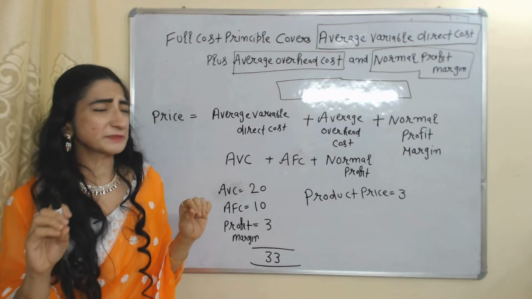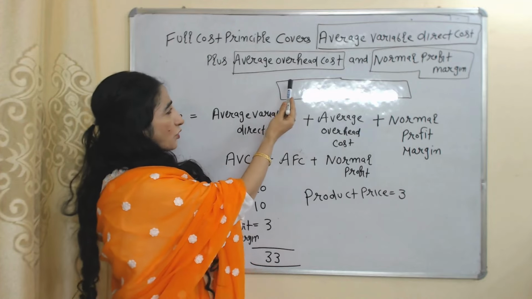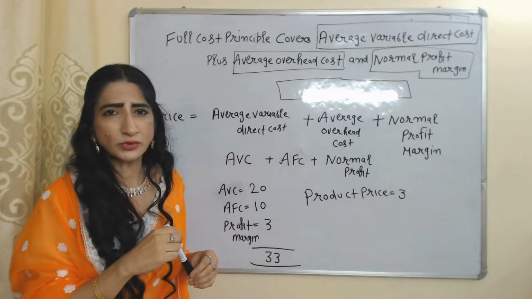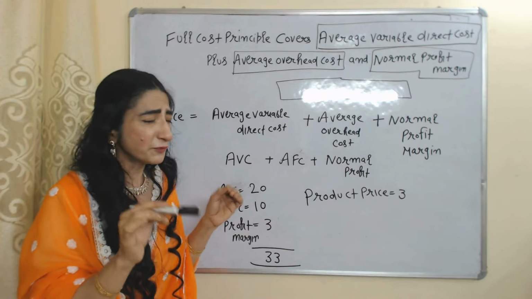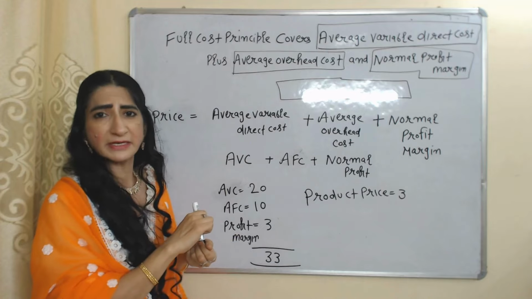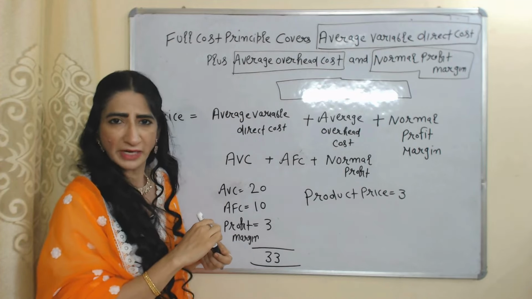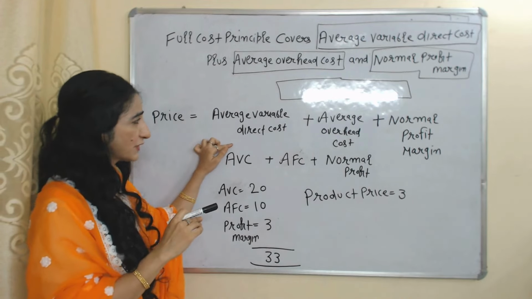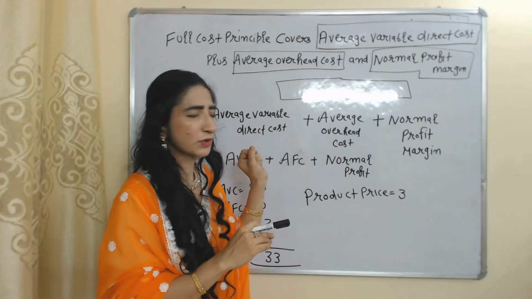The full cost principle covers average variable direct cost, average overhead cost and normal profit margin. It means that according to this principle, whenever we decide our product price, we will consider average variable direct cost plus average overhead cost and normal profit margin. So according to this principle, price is equal to average variable direct cost plus average overhead cost plus normal profit margin.